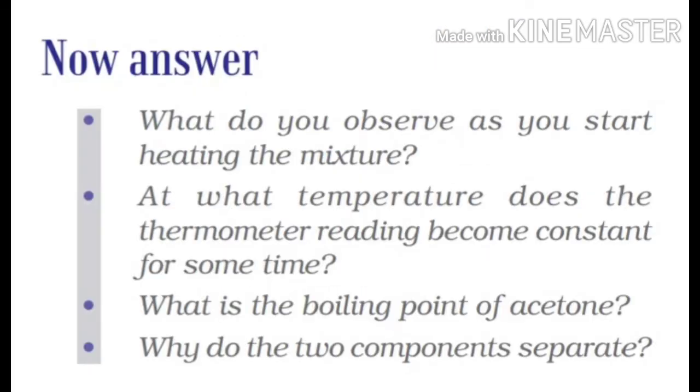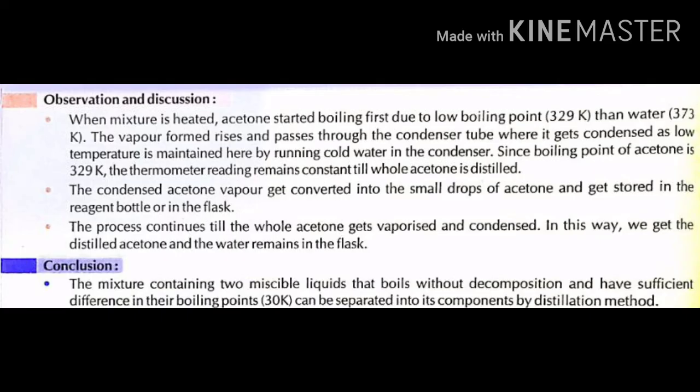What do you observe as you start heating the mixture? At what temperature does the thermometer reading become constant for some time? What is the boiling point of acetone? Why do the two components separate? Observation. When the mixture is heated, acetone started boiling first due to its low boiling point, 329 Kelvin, then water at 373 Kelvin.